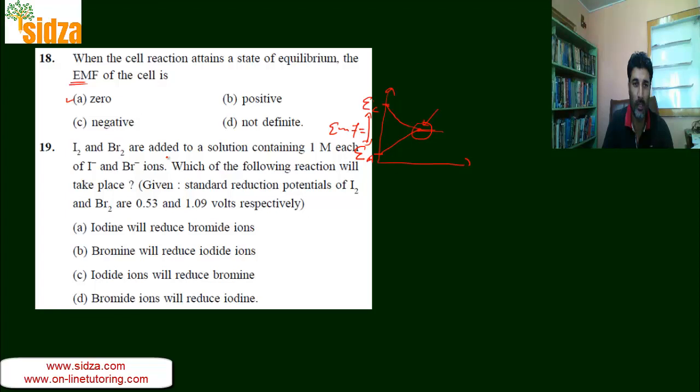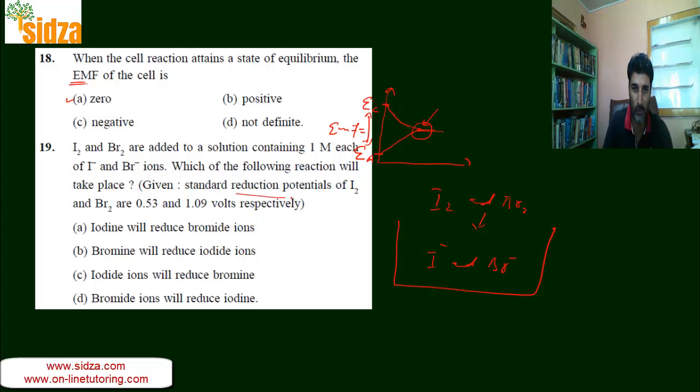The I2 and the bromine are added to a solution of 1 molar each of the iodide and the bromide ions. Which of the following reactions will take place? So we have a solution that contains I negative and Br negative ions, 1 molar each, the concentration is the same, and to it we are adding the iodine and the bromine. So the possibility now is that we may have a redox reaction where the electrode with a high reduction potential will act as a cathode, and the one with the lower reduction potential will act as an anode. The question is, which of the following reactions will take place?